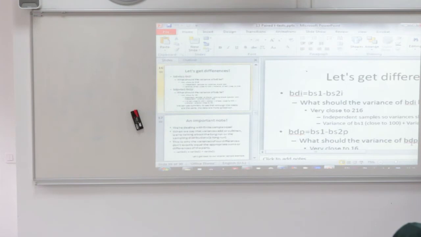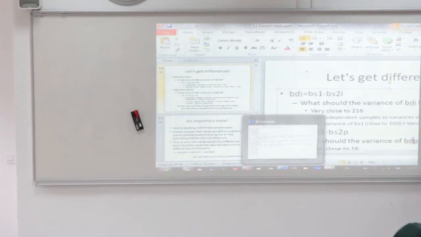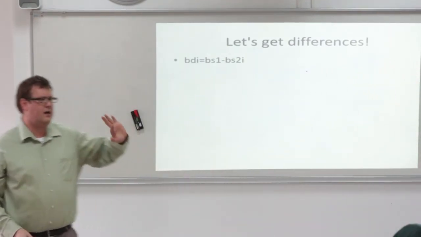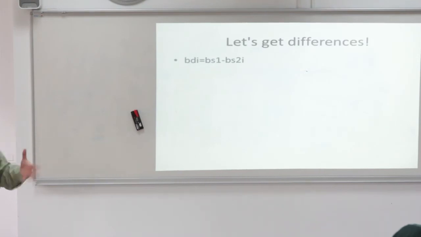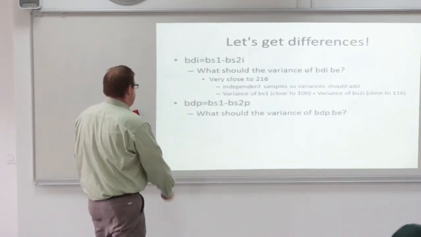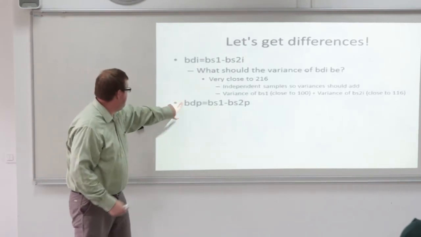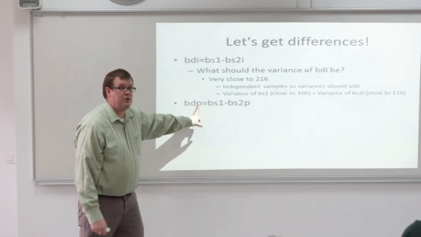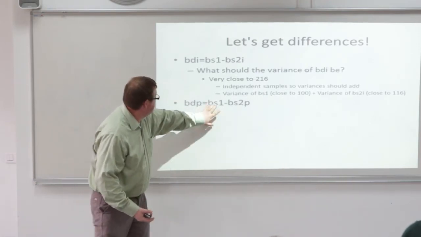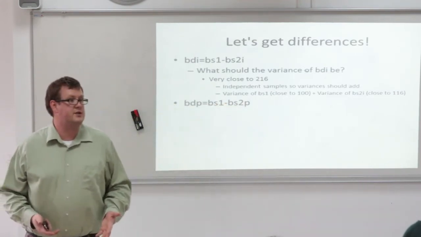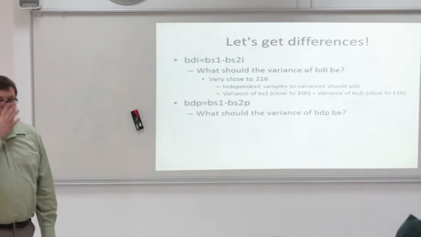So, we saw that our big sample differences from the independent samples was indeed pretty close to 216. It was farther away than what we had when we were just dealing with one. It was still fairly close. All right, so now let's calculate the differences. So this is our big differences between the paired samples. So we have our big sample one minus all of the paired observations, right? What should this variance be?